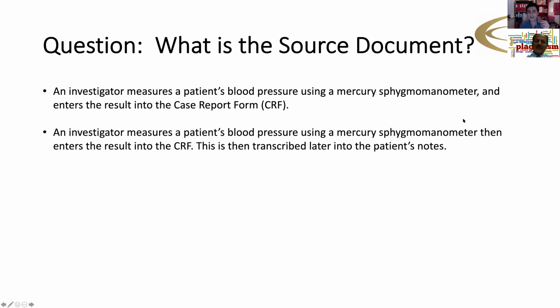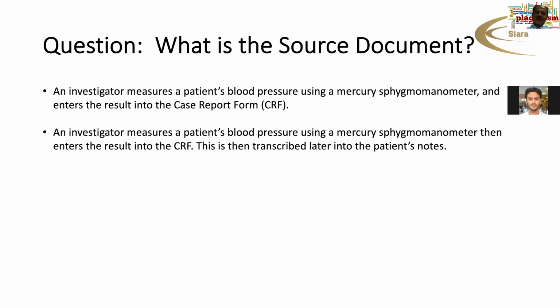An investigator measures a patient's blood pressure using a mercury sphygmomanometer, then enters the result into the CRF. This is then transcribed later into the patient's notes. What is the source document? We have Dr. Omar. It is still the CRF as it is the original records.